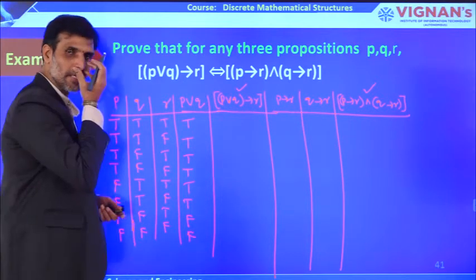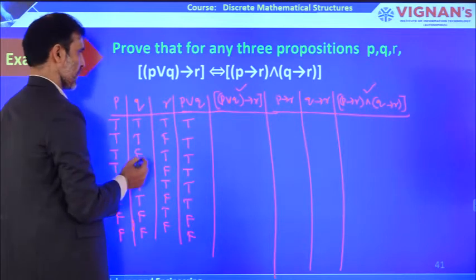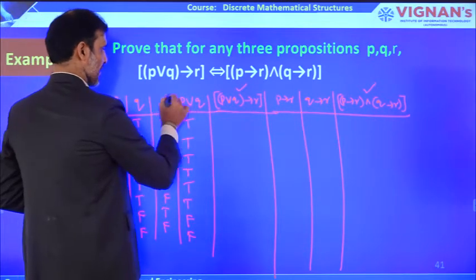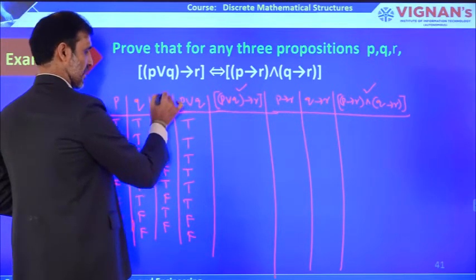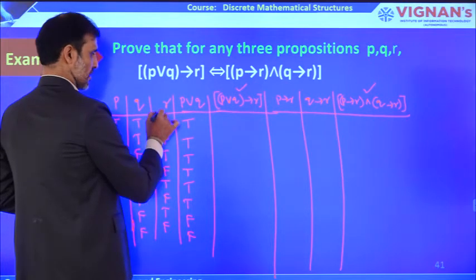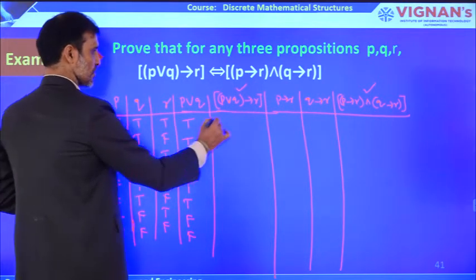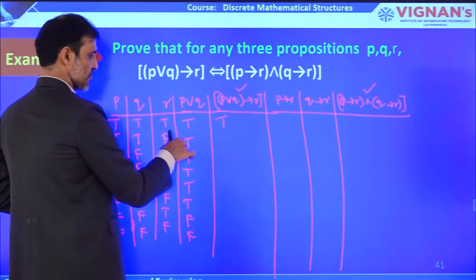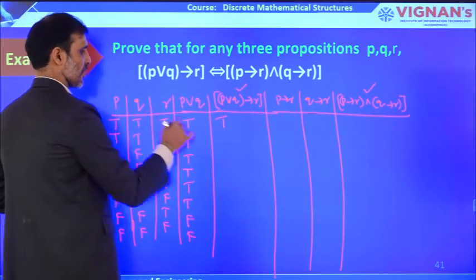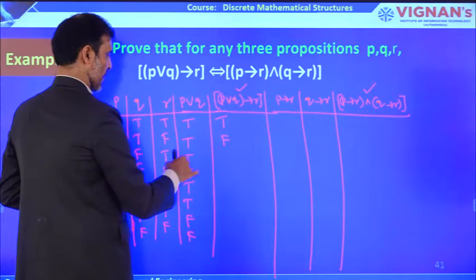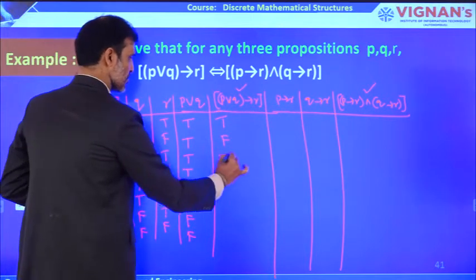You know how to construct the truth table for P or Q. And then (P or Q) implies R. If this is true and this is true, you will get true. If it is true and R is false, then you will get false. True, true, so it is true.